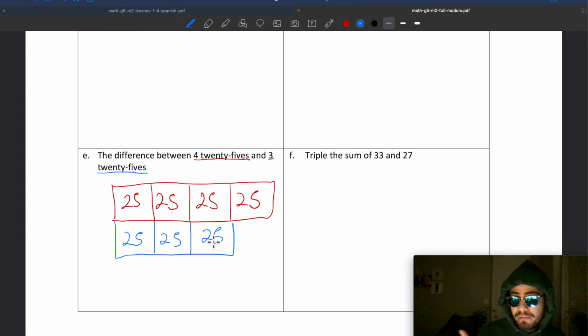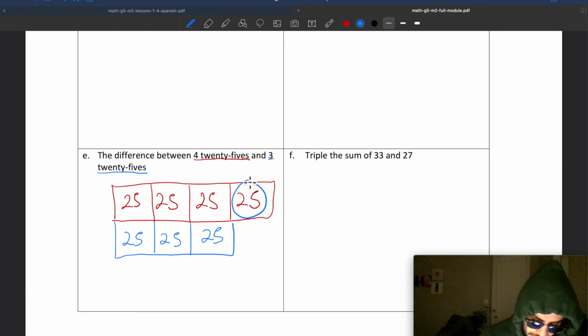Well, you can probably look at it and tell me, well, Mr. Cisneros, the top one has one more 25. That's the difference. And I would tell you, you are a genius. That is correct. So, your difference is just a 25.